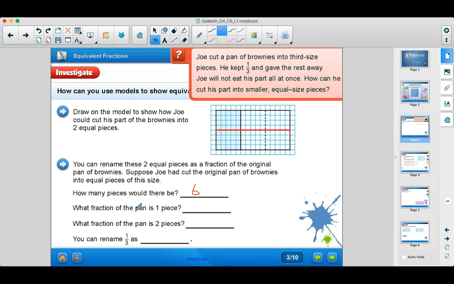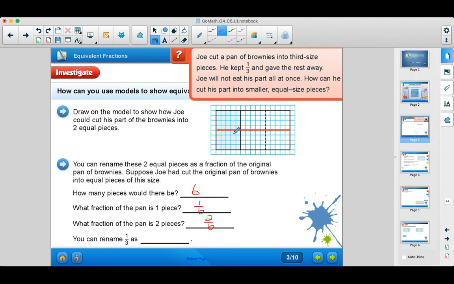What fraction of the pan is 1 piece? 1 piece is 1 out of 6. So that's the fraction 1/6. 1/6 of it is 1 piece. What fraction of the pan is 2 pieces? 1, 2. 2/6.